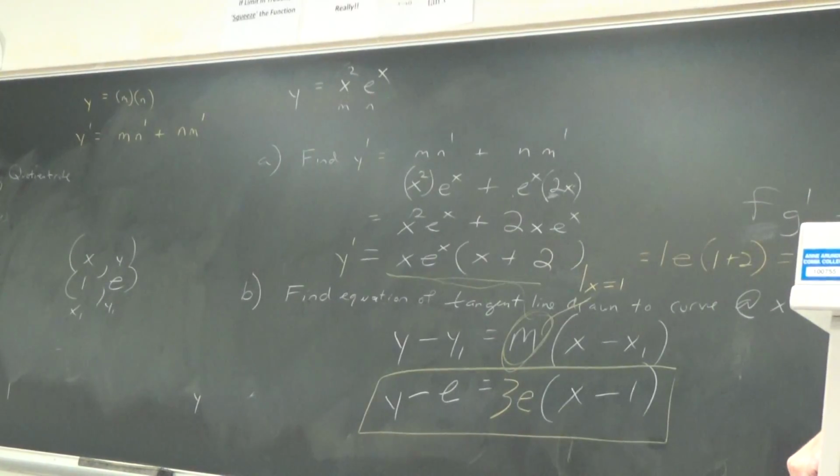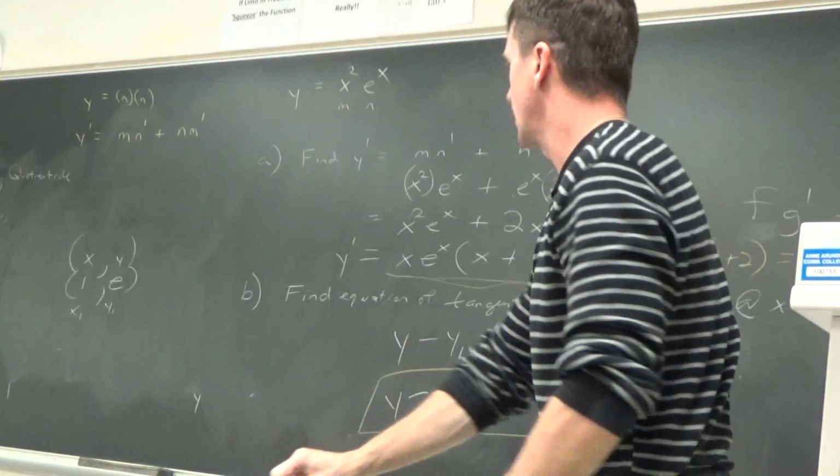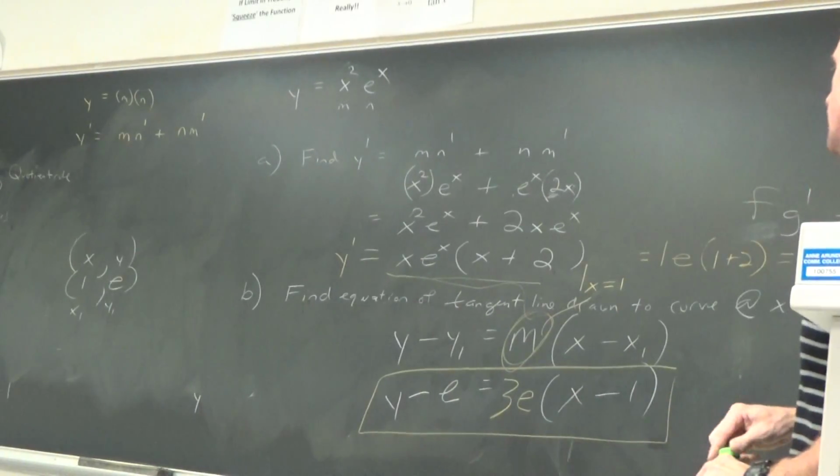Looks weird though, huh? Better than getting a slope of 0 though. If we get a slope of 0, you would just have y minus whatever the y point was equals 0.